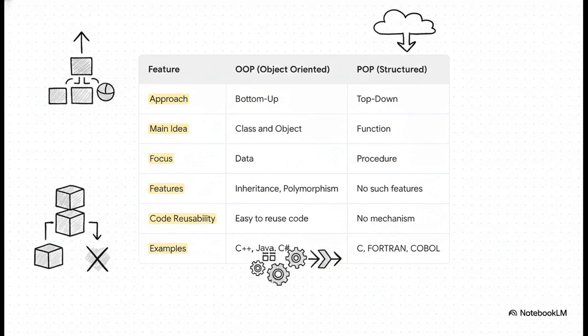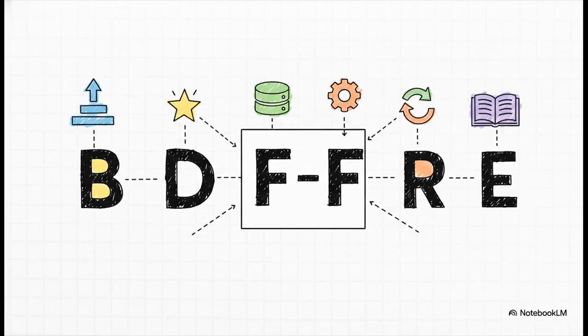OOP uses a bottom-up approach, building with small objects, while POP is top-down, starting with the main procedure. The main focus for OOP is data, organized into classes. For POP, it's all about the procedure or the functions. The biggest difference? OOP has incredible features like inheritance that make reusing code super easy. POP? It just doesn't have a built-in way to do that. And remember the examples. Modern languages like C++ and Java are OOP, while older ones like C and Fortran are POP.